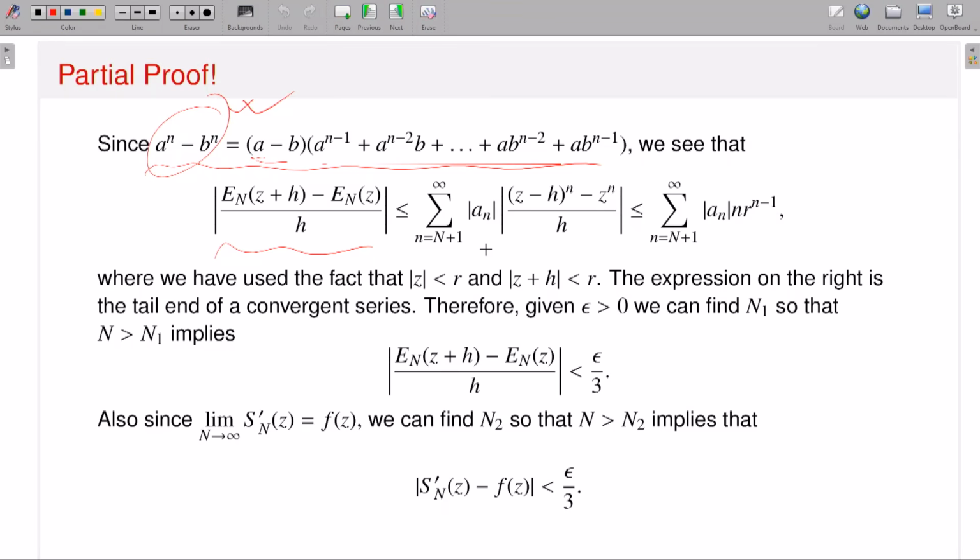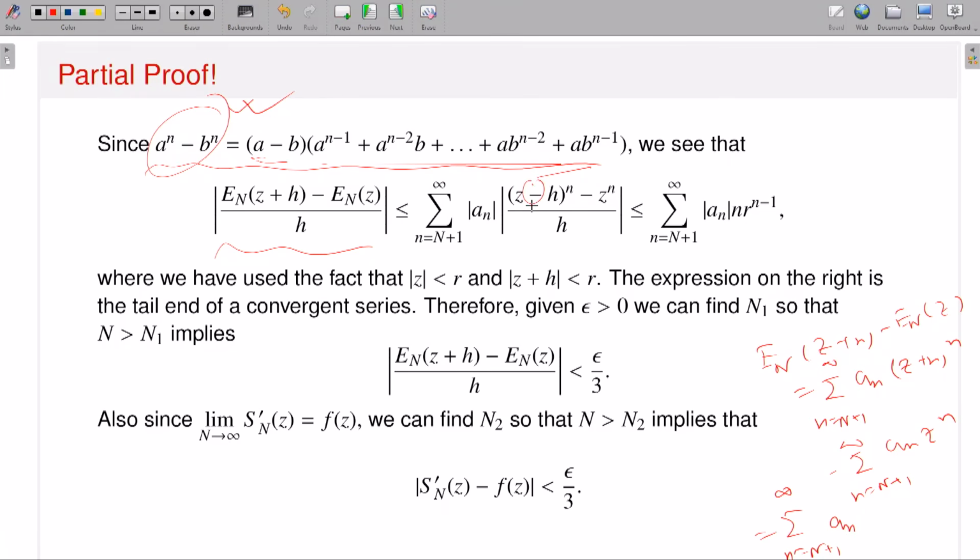So if I put N, z plus h, what will happen? You can write it as the sum over n from capital N plus 1 to infinity of a_n times (z plus h) to the power n, and then minus a_n z to the power n, summed over n from capital N plus 1 to infinity. If I do some algebra, this is the sum from n plus 1 to infinity of a_n, then you will have (z plus h).